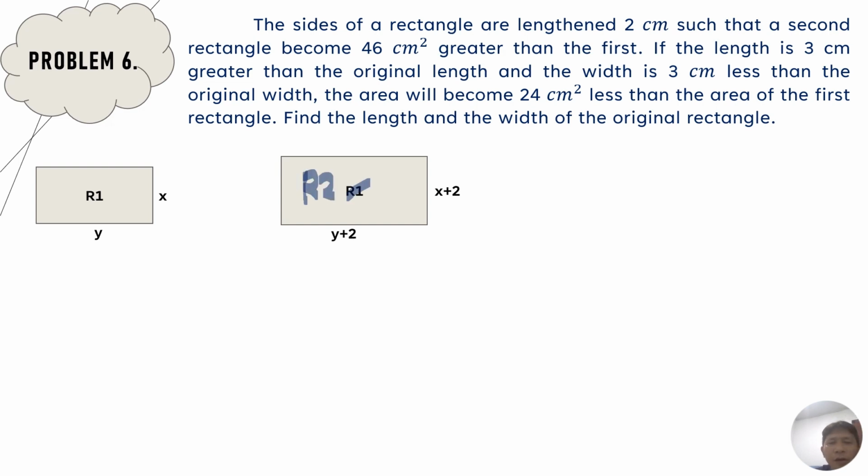Okay, with the sides of x plus 2 and y plus 2, because here we have lengthened 2 centimeters on all the sides. So this is the second rectangle. And next, for the third rectangle, there's a change. The width is 3 centimeters less than the original, and the length is 3 centimeters greater than the original length. So this is y plus 3, and this is x minus 3.